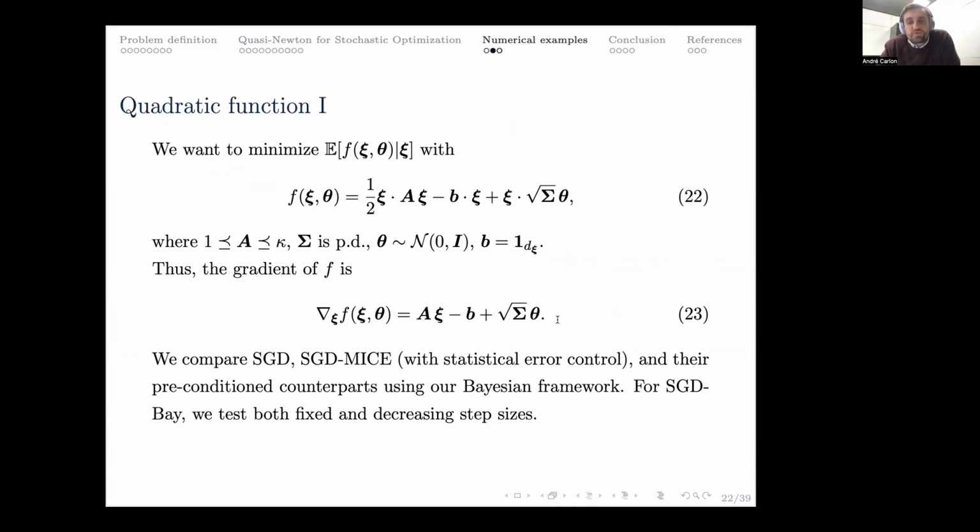Note that the way that we build this problem here, we basically have a gradient with some additive noise. So to solve this, we will compare SGD, vanilla SGD, the classical one, with the one where we use MICE, our method to control the relative statistical error of the gradient. We will compare them with the cases where we precondition them with our Bayesian approximation quasi-Newton method. For the vanilla SGD, we will also test two cases, one where we keep the step size fixed, and one where we do the standard Robbins-Monro approach and decrease the step size.